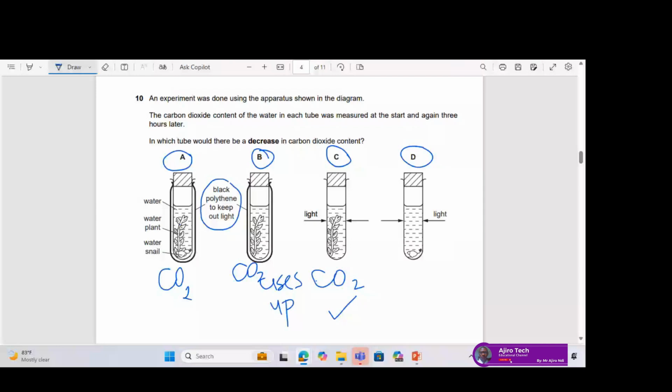The snail will be respiring, and when snails respire they produce carbon dioxide. So the carbon dioxide goes up here, and here it also increases. So the only part where it decreases is C. You are very correct.